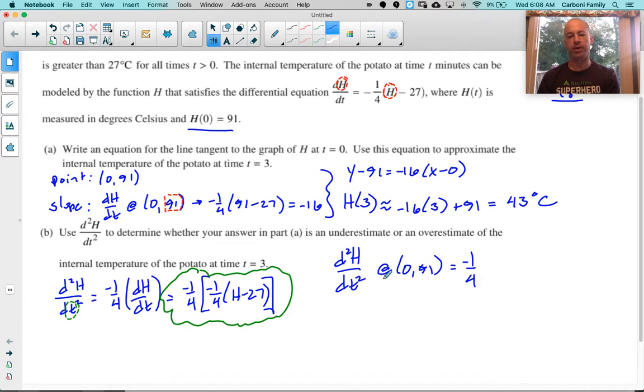And here's where I'm going to take advantage of some previous work. It's negative 1/4 dh/dt. And in part A, we found that dh/dt was negative 16.